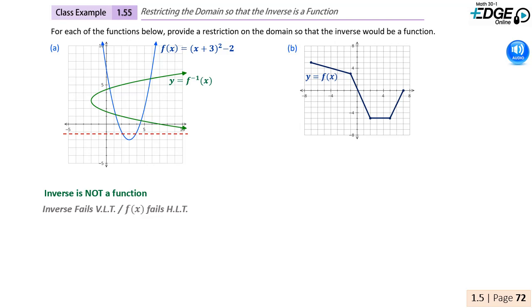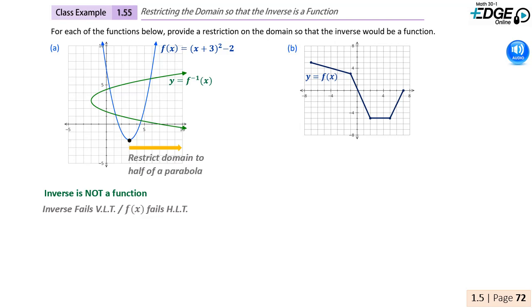Now, students who misunderstand the question will think it's saying to restrict the domain of the inverse so it is a function. But that's not possible here unless we simply erase the entire function. However, we can place restrictions on the domain of the original blue graph such that the inverse will be a function.